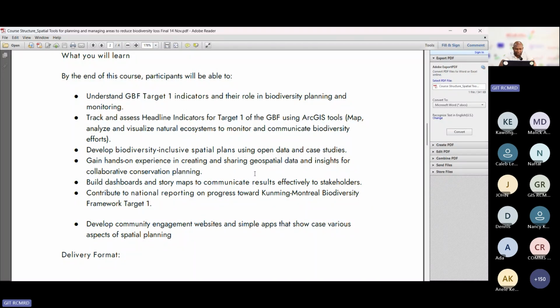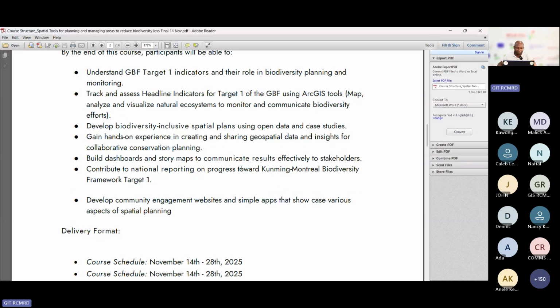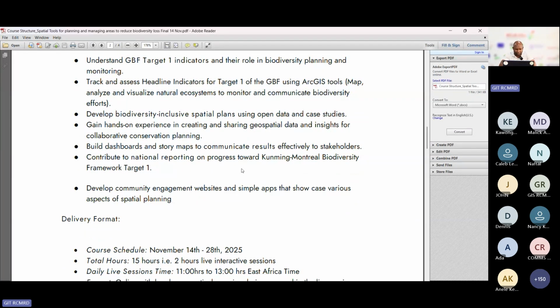And this is where we bring in the instant tools, among other platforms, for purposes of sharing whatever we'll have developed. Key is to ensure that we are enhancing target 1 and contributing to spatial planning, while at the same time integrating local communities, the IPLCs, and working with all players to enhance biodiversity conservation.